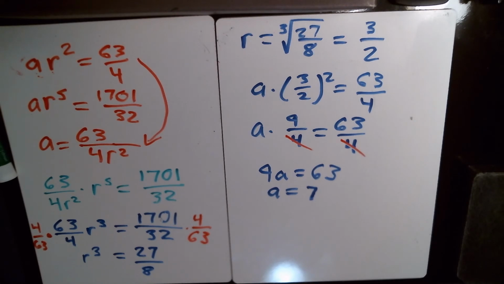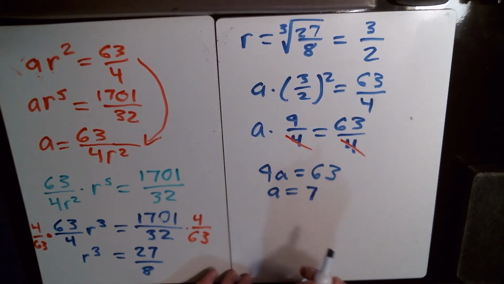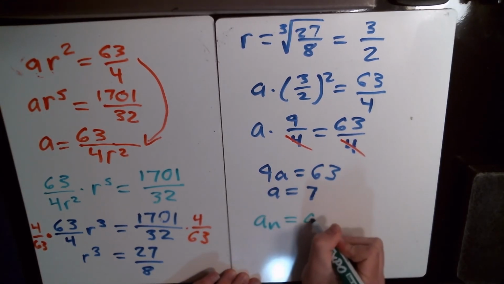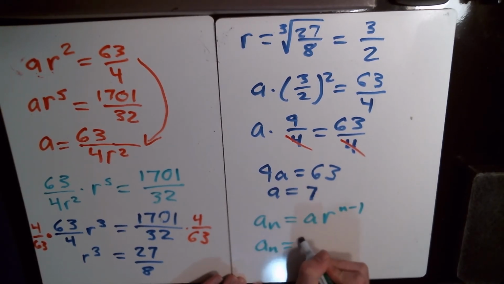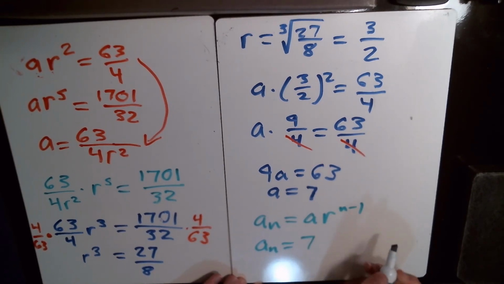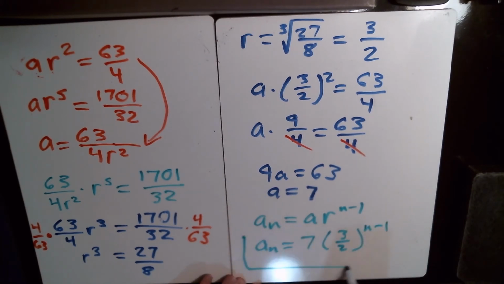So we got that a and we got r. So now we just use our geometric sequence formula, which was this a_n equals a times r to the n minus 1. So a_n, in our case, a is 7, right? And then r to the n minus 1, well, r was 3/2 to the n minus 1, right? And that's our equation for this geometric sequence. And if we wanted to, we could find any term from this.